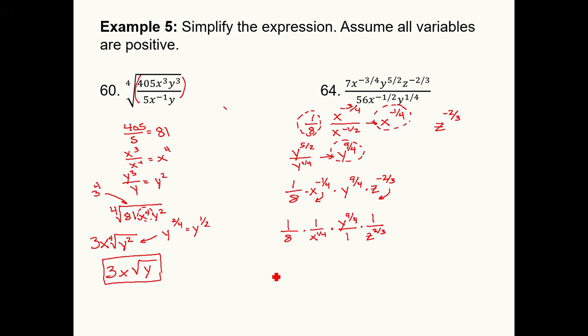over 1. Across the top, I've got y to the 9/4, which is like the fourth root of y to the 9th, over 8 times the fourth root of x to the first, times the cubed root of z squared. Holy cow, there's a lot happening here.